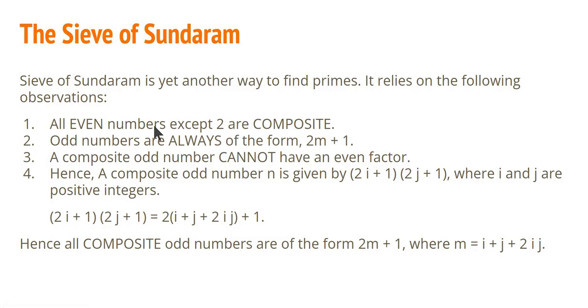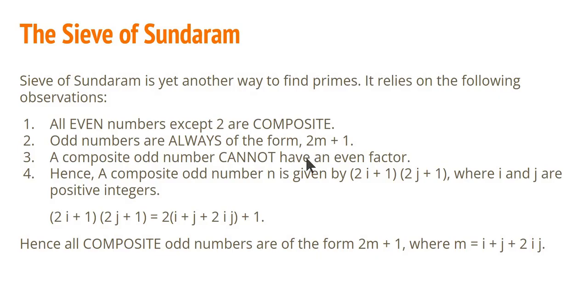First and foremost, all even numbers except 2 are composite numbers, which means they are not prime. What that means is that odd numbers are the ones that are in fact prime, barring 2. And that's a fair observation. Odd numbers are always of the form 2m plus 1, where m is an integer.